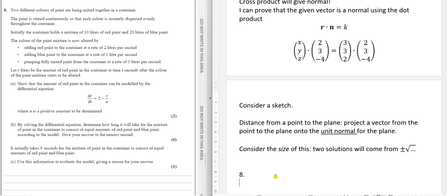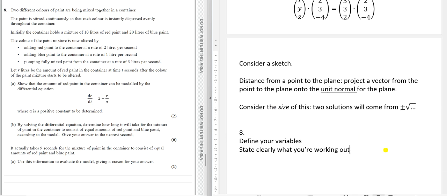So the only things I'm going to make a note of here are things like define your variables. State clearly what you're working out. Don't, for instance, write things like volume equals 30, because the volume is going to be something that potentially will change over time. In this particular case, it won't, because they said the same amount is coming in as going out. But in general, anything that might change, make it clear. If you're saying this is the volume at time t equals 0, then put that v0, or when t is 0, v is such and such.